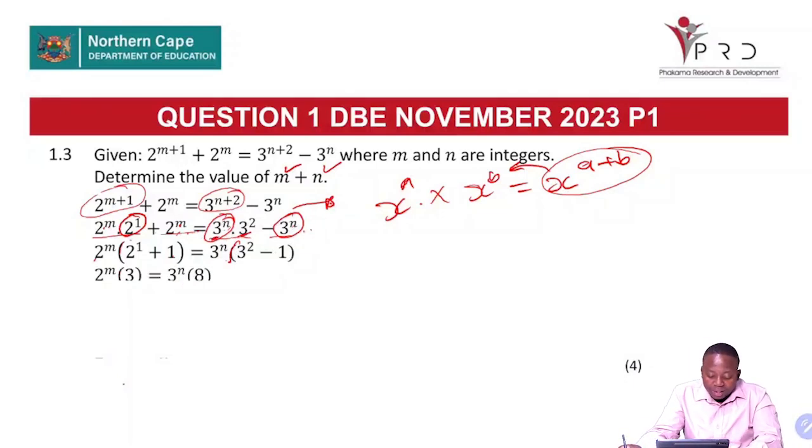Right. Then we proceed. We now say, okay, whatever is in the brackets, we just add together. In this case, it's 3 to the power 1, which is 2 plus 1, gives us 3. It's equal to 3 to the power n. Then we have 9 minus 1, which is 8. Then that's what we have in that case.